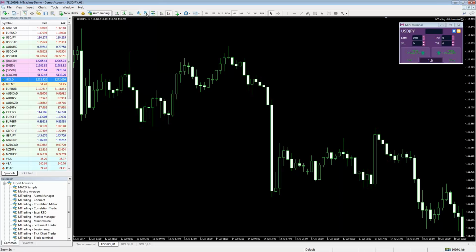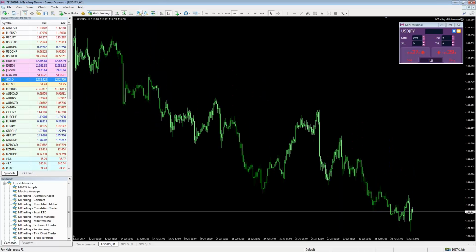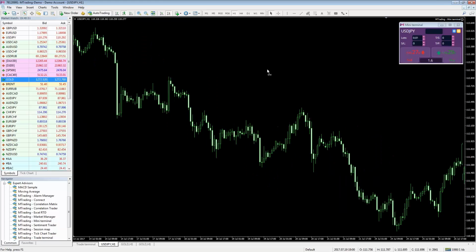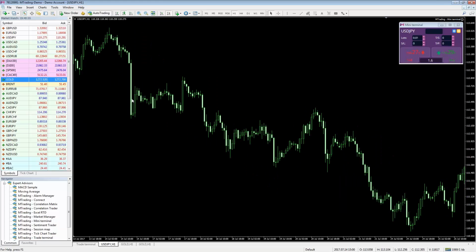But now if I zoom back to the prior formation, there we go. Just by seeing the candle formation, we can easily see what's taking place within each of those candles.